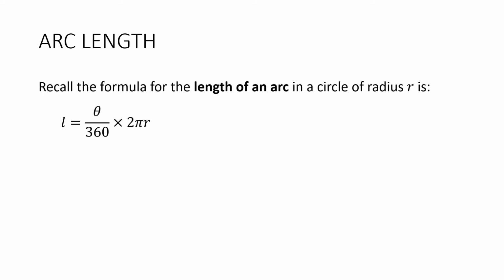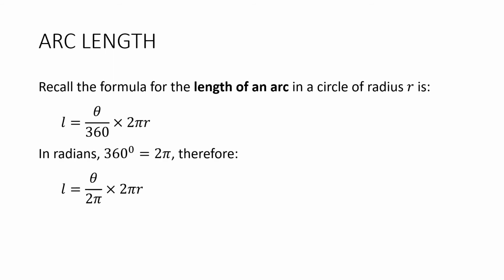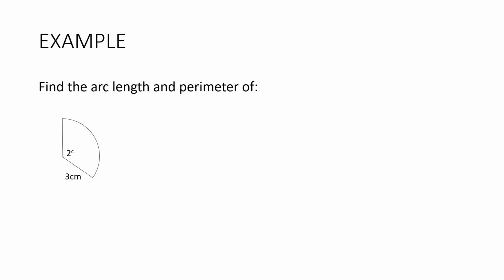Okay, so arc length. Recall the formula for the length of an arc in a circle of radius r is L is equal to theta over 360 times 2 pi r. This is the circumference, and this is a proportion of the circumference. Now we just learnt that 360 degrees is the same as 2 pi radians. So let's make that substitution. L is equal to theta over 2 pi times 2 pi r. Can you see how these cancel out? So we end up with L is equal to theta r, which is a much simpler formula than the formula in degrees.